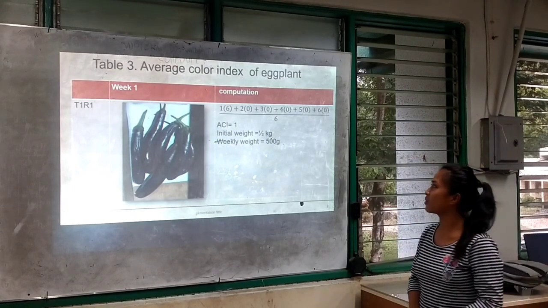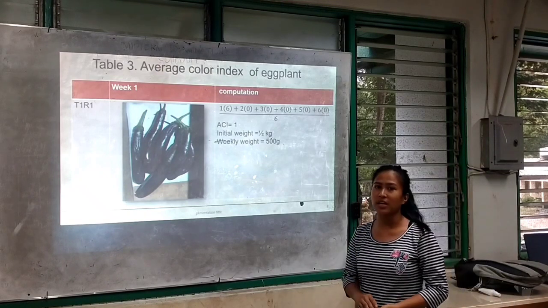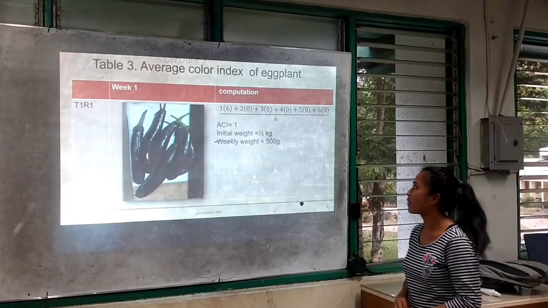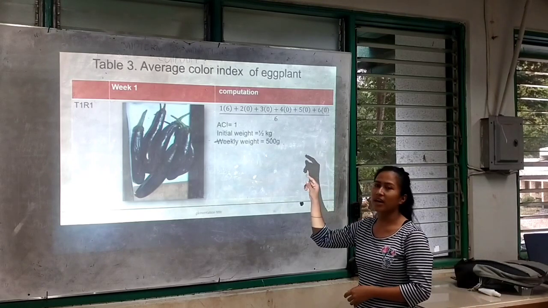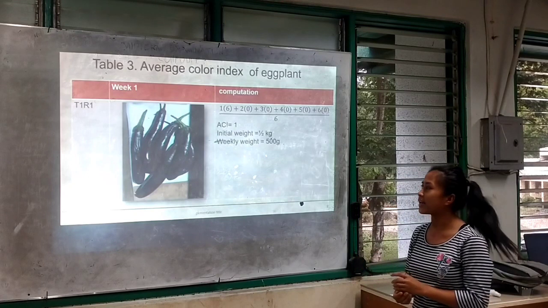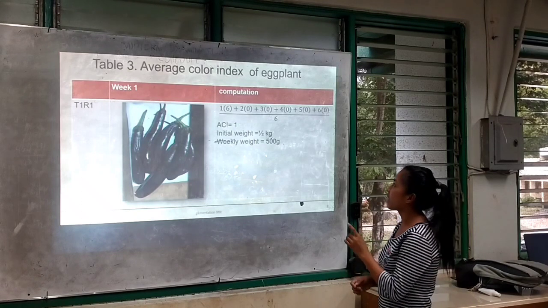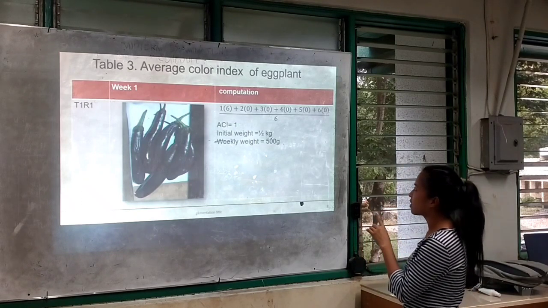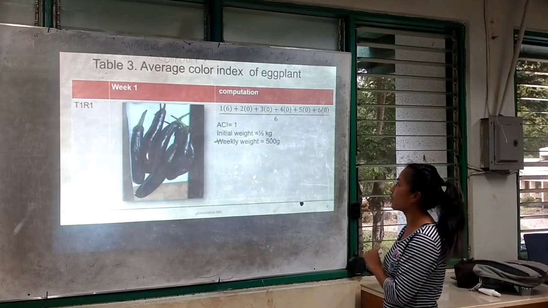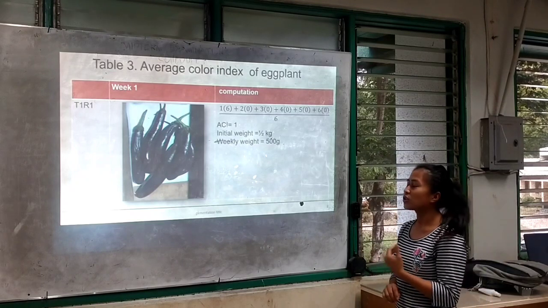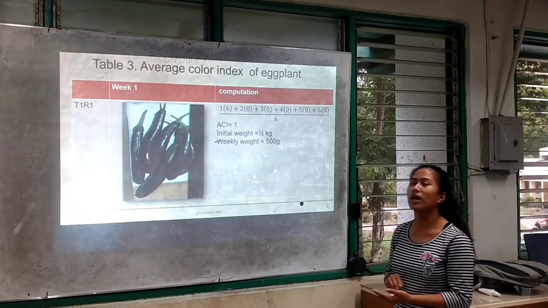At this moment, we talk about the average color index of the eggplant. For the first week in T1R1, in our computation we see that 6 is the number placed at index 1. It means that in week 1 no symptoms have been created yet. So 1 times 6 over 6 equals 1, the ACI is still 1. The initial weight before was 1/2 kg, and the weekly weight stays the same because there was no change.